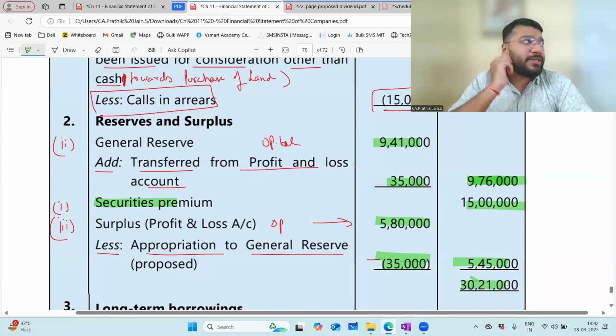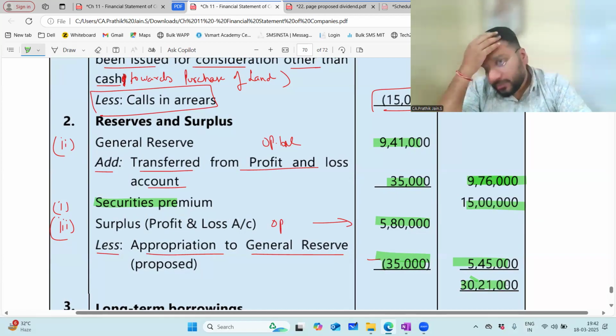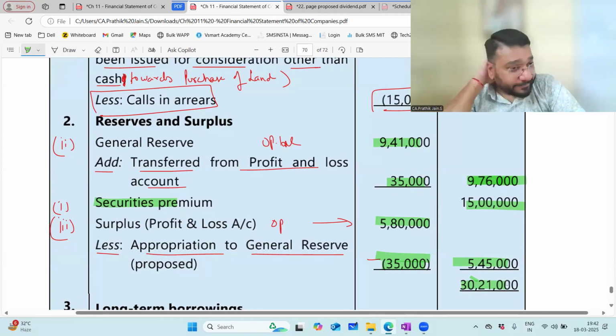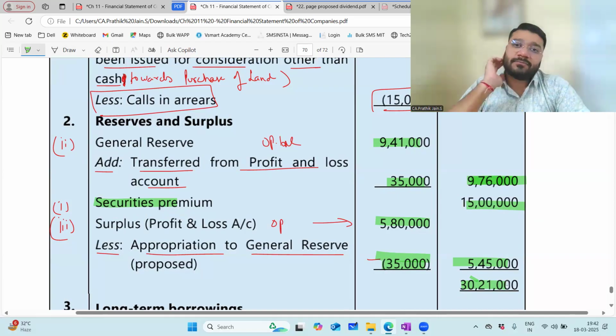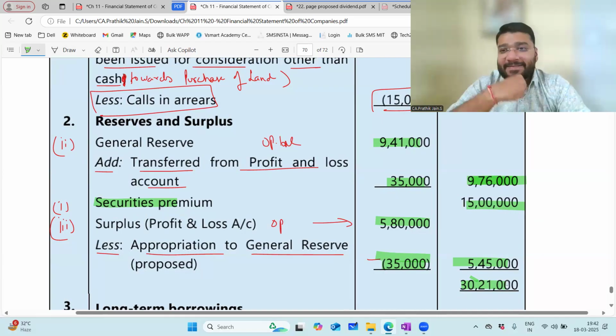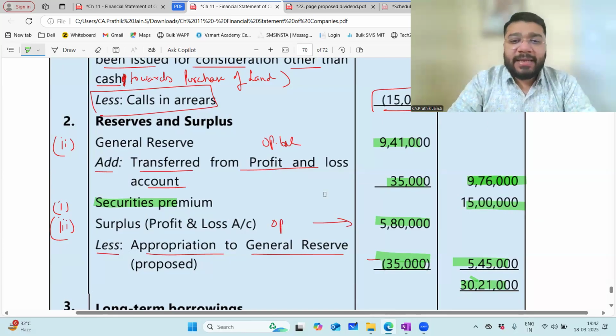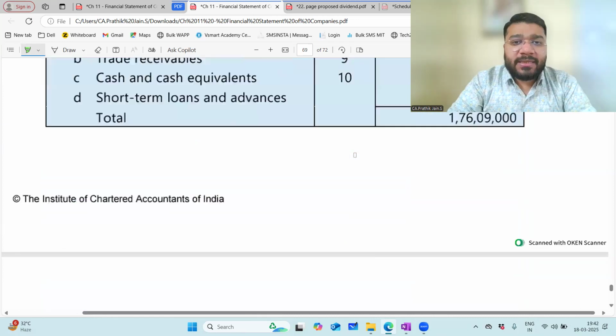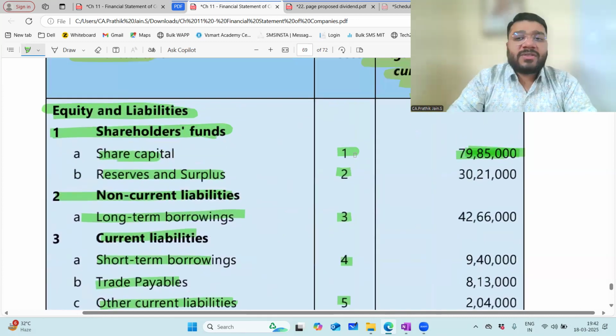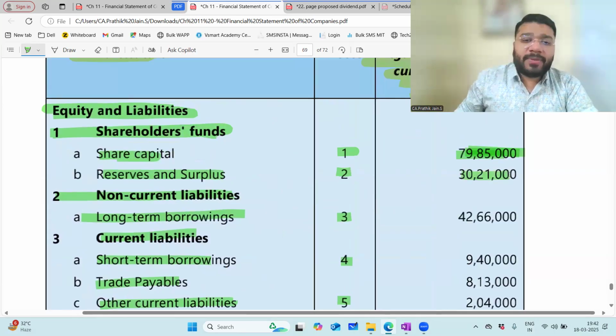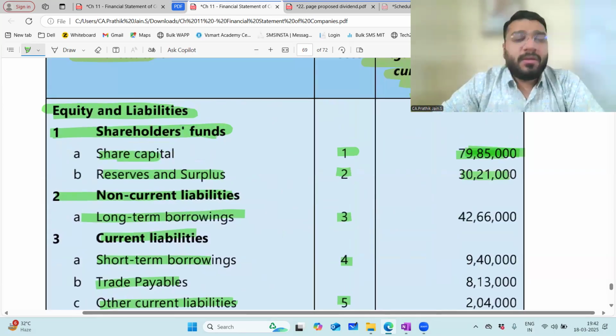Online people, there's no interaction from your end. So what do I understand? Listening, not listening, what is happening? Listening, sir. Others? Understood, sir. Okay, wonderful. So 30,21,000 without forgetting, please record in the face of the balance sheet, opposite to reserves and surplus item.